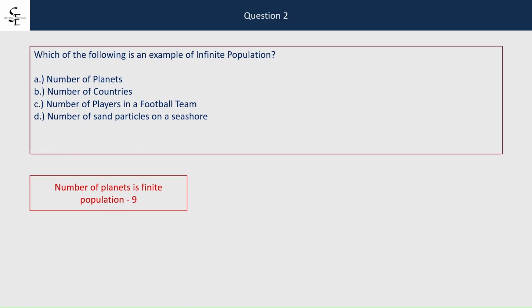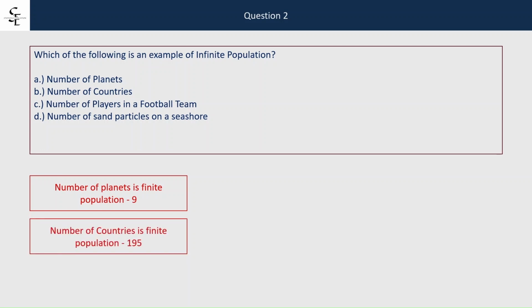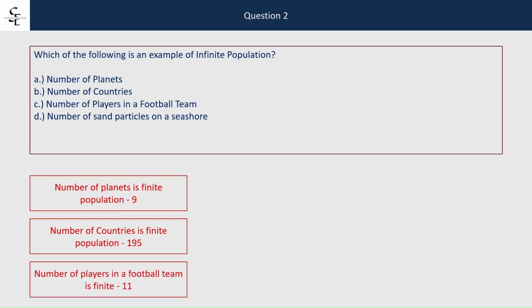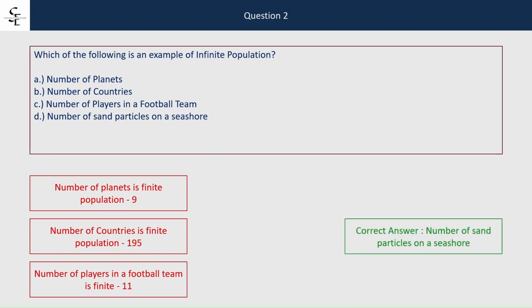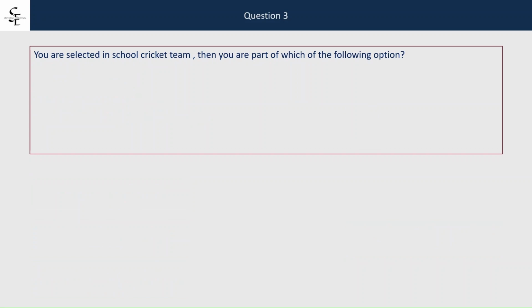Number of planets is a finite population, thus it is not the right answer. The number of countries is also a finite population, thus it is not the right answer. The number of players in a football team is also a finite population, thus it is not the right answer. So the right answer is number of sand particles on a seashore. Now let's move on to the next question.